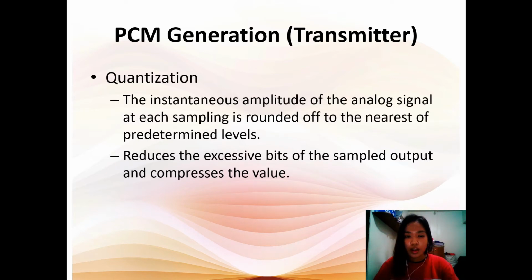So after that, it goes through quantization, which is the process where the instantaneous amplitude of the analog signal at each sampling is rounded off to the nearest of predetermined levels. And in this process, it reduces the excessive bits of the sampled output and compresses the value.